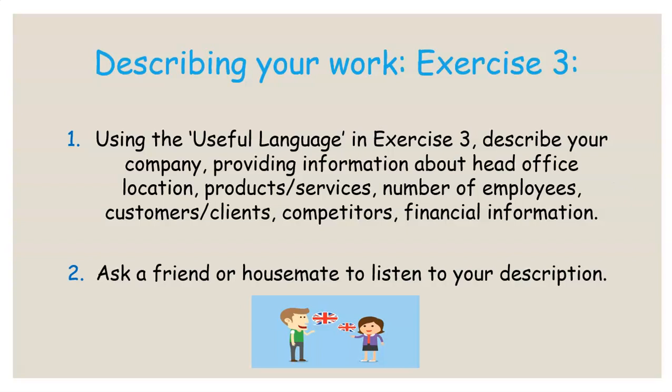So, the next thing that we're going to do is look at the useful language box in exercise 3. Describe your company providing information about head office, location, products, services, number of employees, customers, clients, competitors, and financial information. If we were in class, you would do this with a partner and talk to each other about your job and your company. But because we're all at home, you could ask a friend or a housemate to listen to your description.